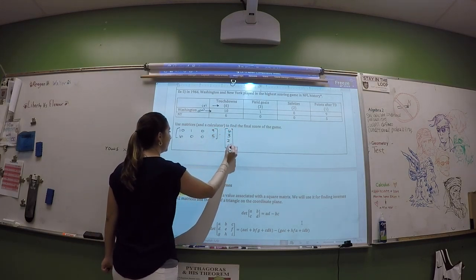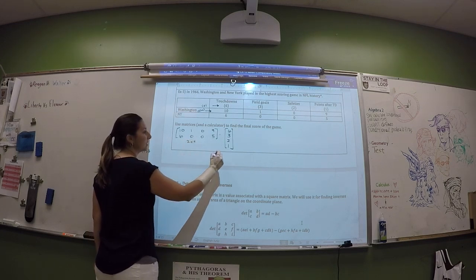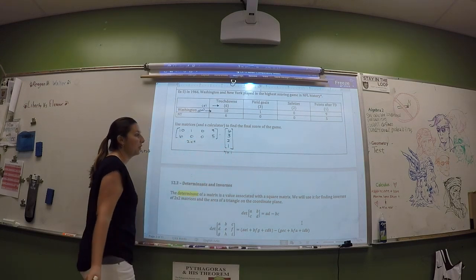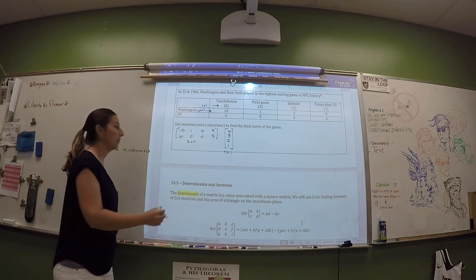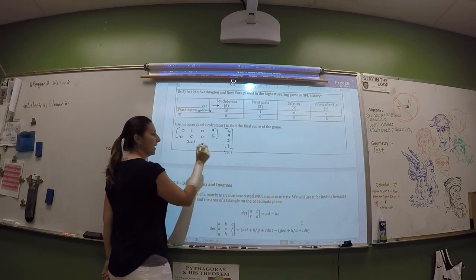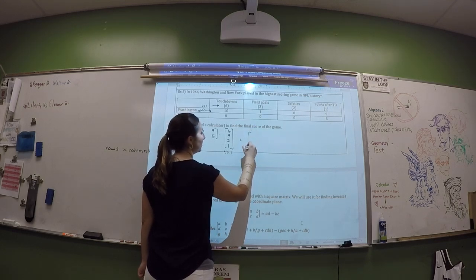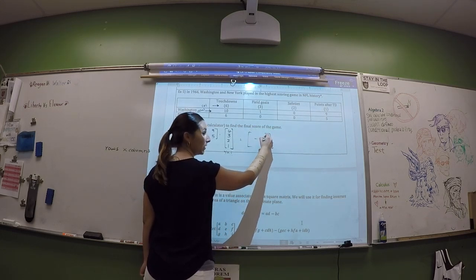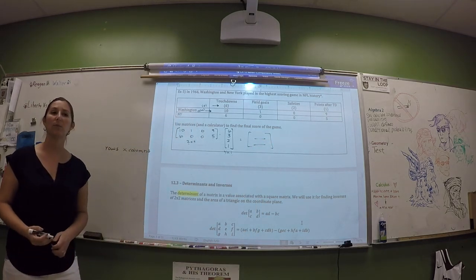Now, if I put it in this order, this is a 2 by 4, and this is a 4 by 1. Are we allowed to multiply them like this? Yeah, the 4 and 4 match, and our answer would be a 2 by 1. So if we have a 2 by 1, that's gonna show us the final score of Washington and the final score of New York. That's what we want, right?